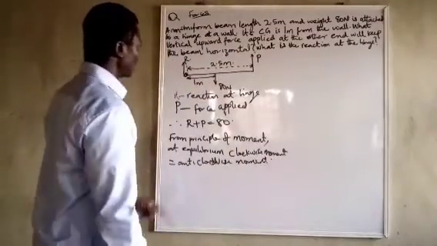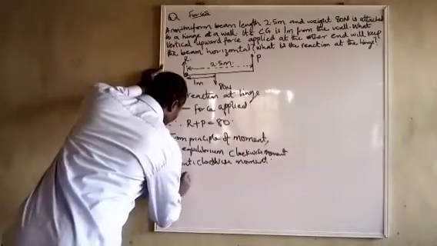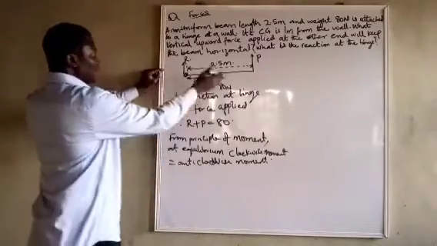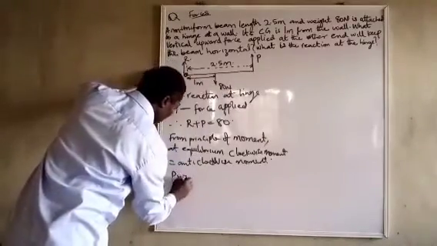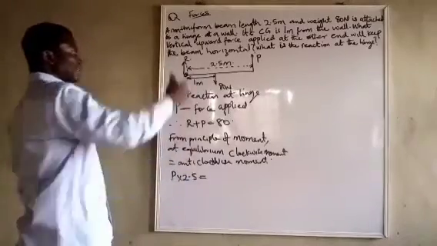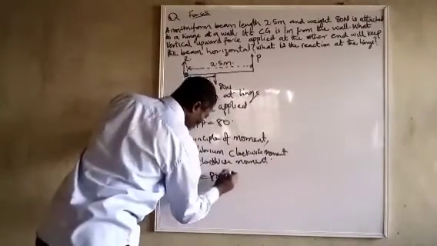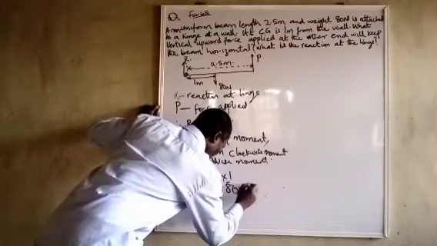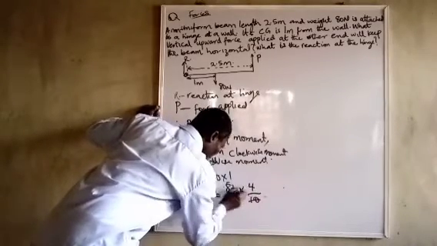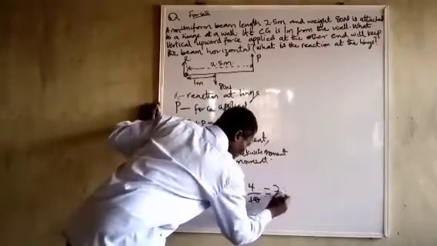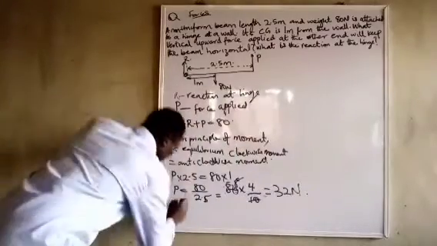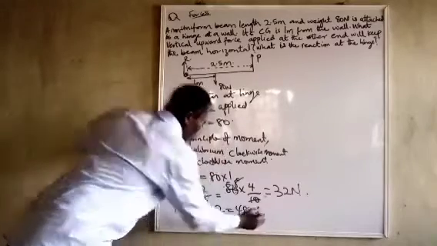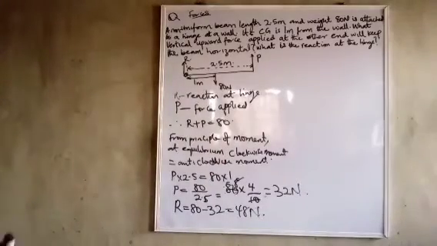So let's look from here. What is our anti-clockwise moment? P times 2.5. What is our clockwise moment? 80 times 1. So P is equal to 80 times 4 over 10, so this is 32 Newton. And R, the reaction, will be equal to 80 minus 32, which is 48 Newton. This one is straightforward.